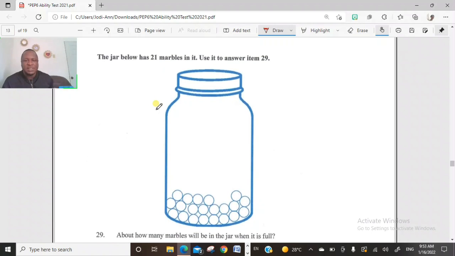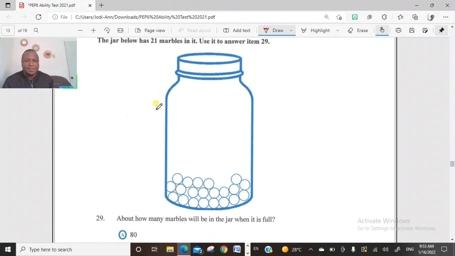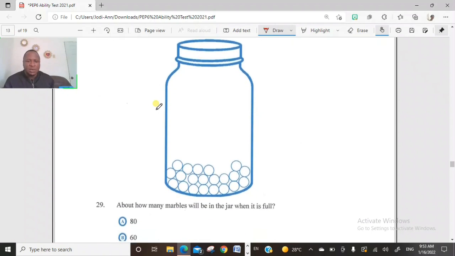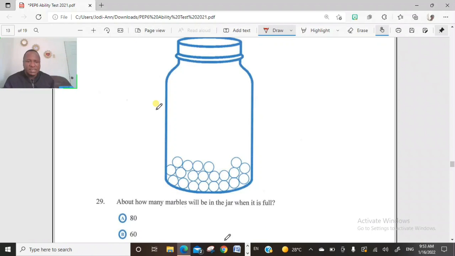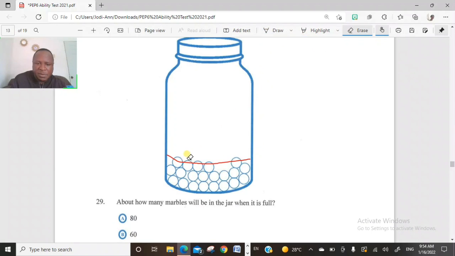All right, the jar below has 21 marbles in it. Use it to answer item 29. All right, now look at the jar. It says it has how many marbles? 20 marbles in it. We can section up this jar and try to check to see how many marbles could be in it if it was full. Let me erase that. I want to do it properly. All right, so we're sectioning the jar to see how many parts we could actually get out of it.